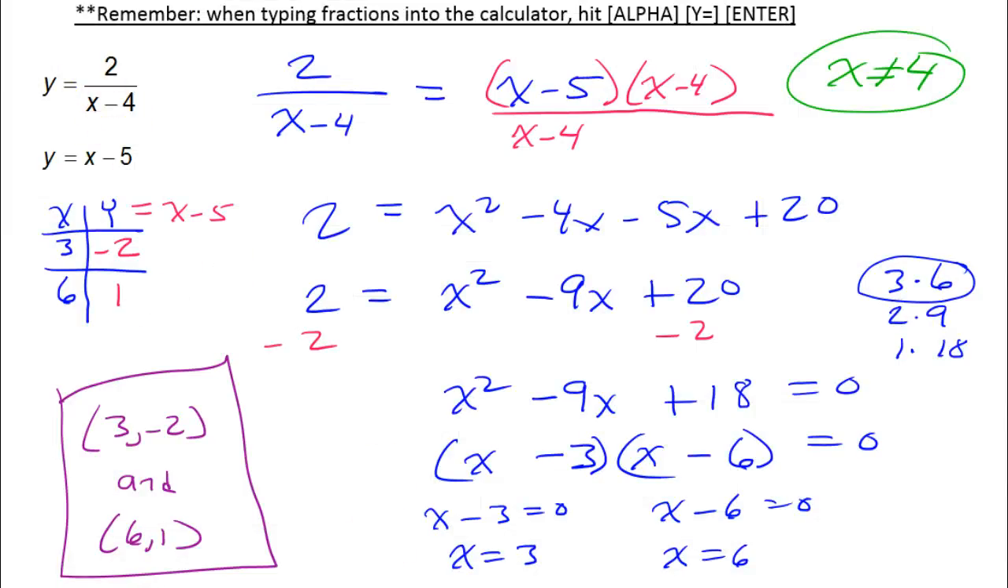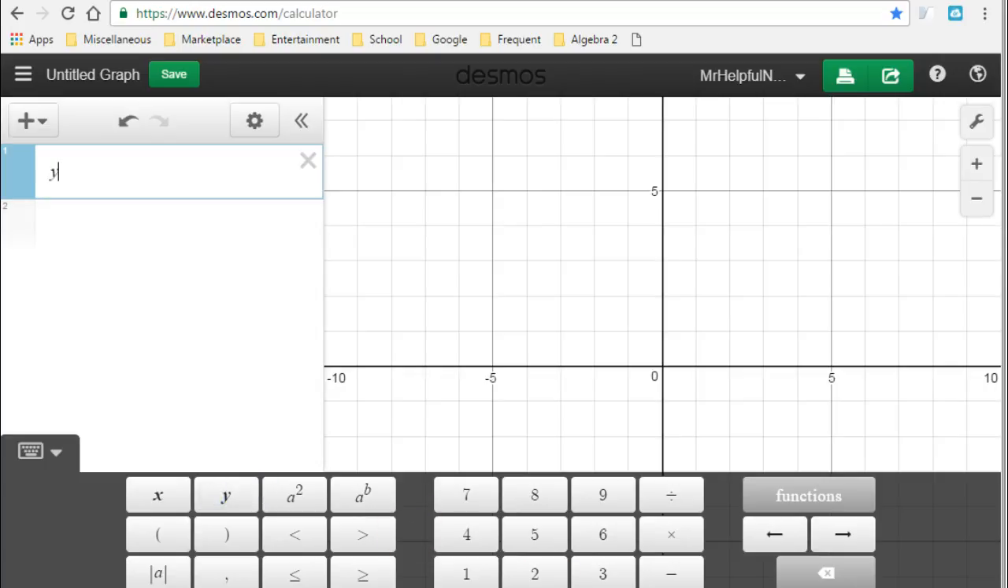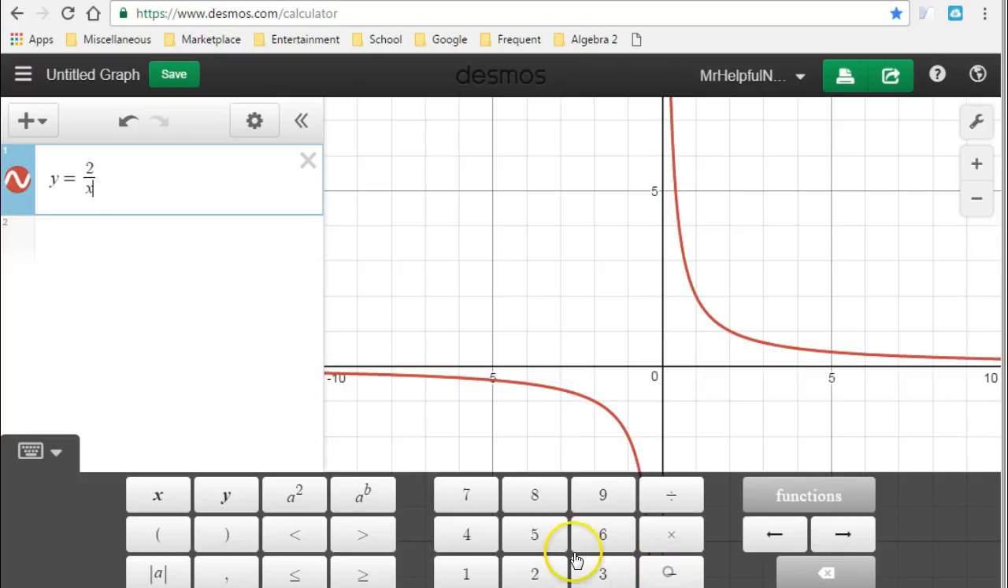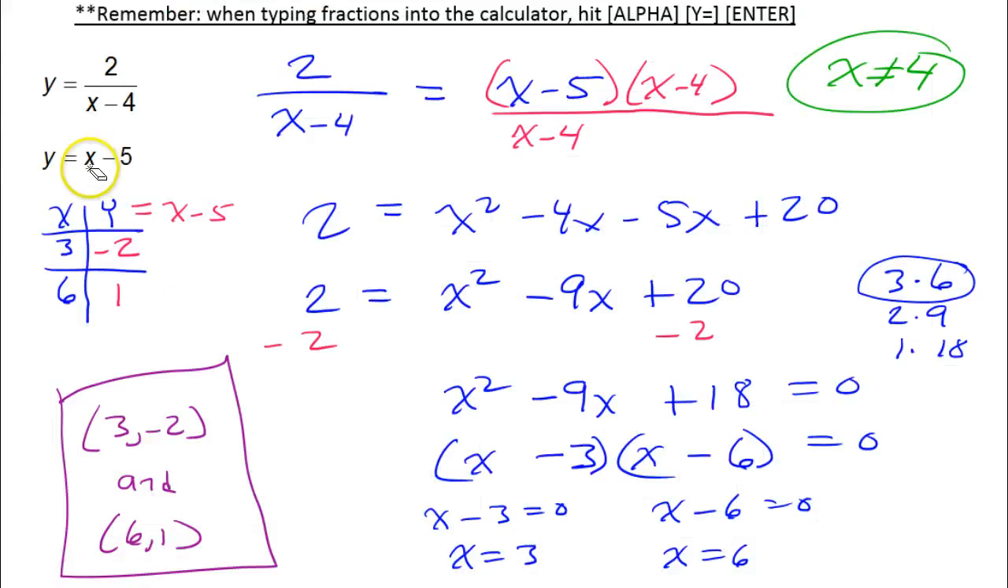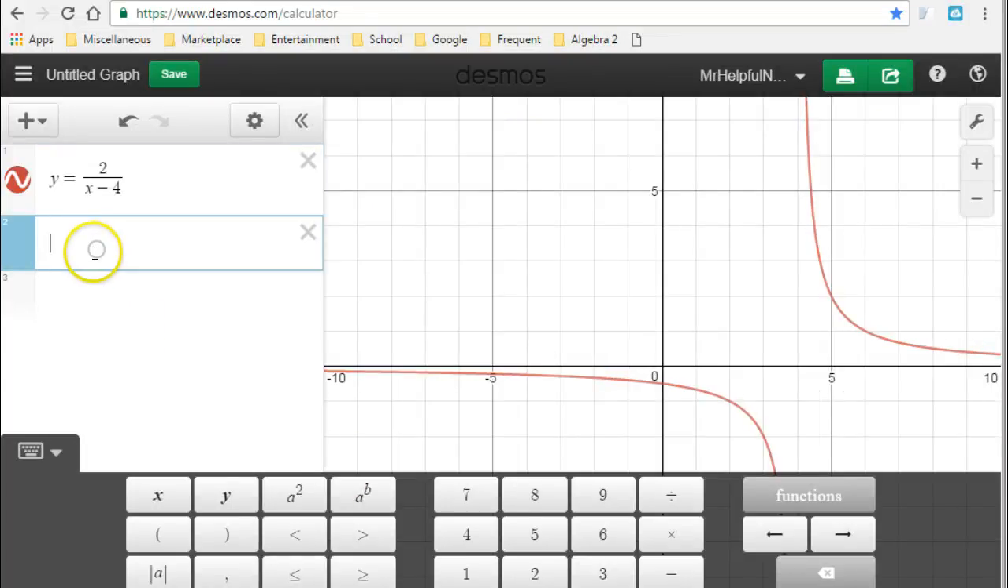Y equals 2 over x minus 4. So we can go y equals 2 over x minus 4. And we can just get a quick glance at what that equation looks like. And then we have y equals x minus 5. Okay, so that's the second equation. So what we have is this hyperbola over here with the two branches, and then we have a straight line with the x minus 5.